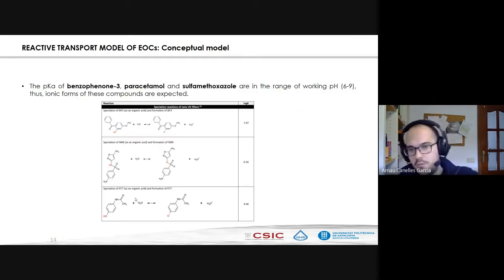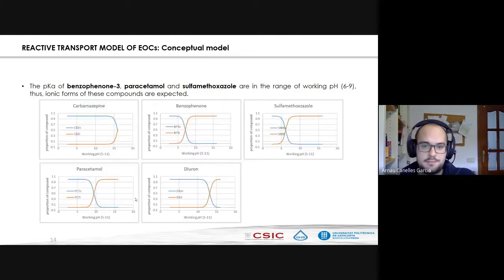So this is just more data about what we expected, that these emerging organic contaminants, whenever they are mixed with water, have a certain tendency of being ionized. And this is also a process that we take into consideration. And these ionized compounds usually are easier to degrade or to sorb than the parent compounds. So this is also another piece of information that we took into consideration for the emerging organic contaminants models.